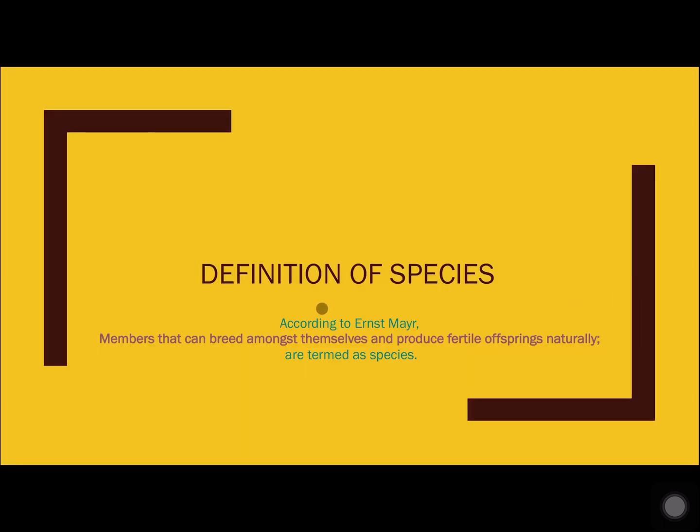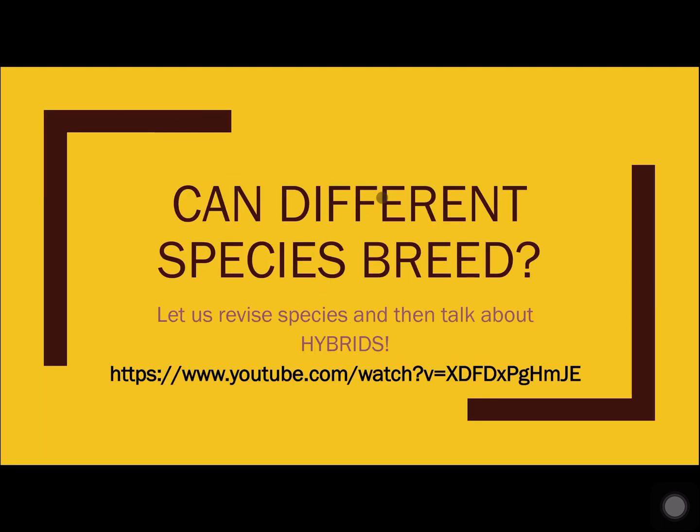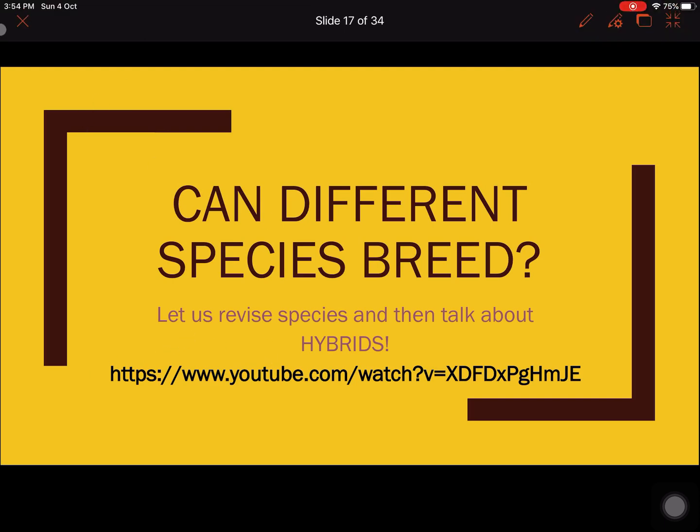So, the definition of species. According to Ernest Mayr, members that can breed amongst themselves and produce fertile offspring naturally are termed as species. Can different species breed? Let us revise species and then we talk about hybrids.